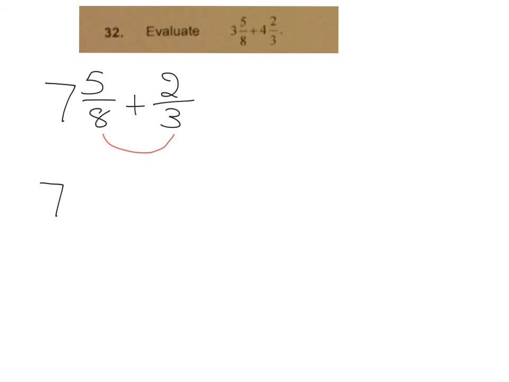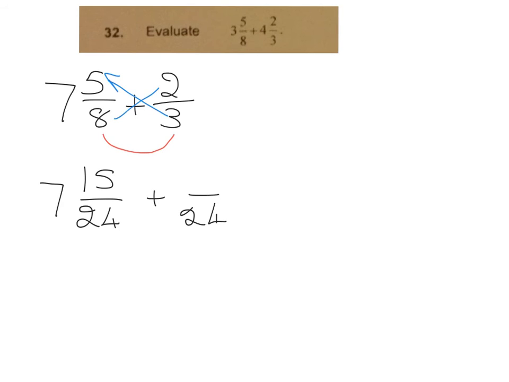So the 7's staying there. So 8 times 3 is 24. So my new common denominator is 24. Then we are going to multiply, that's the kiss part. So 3 times 5 is 15.